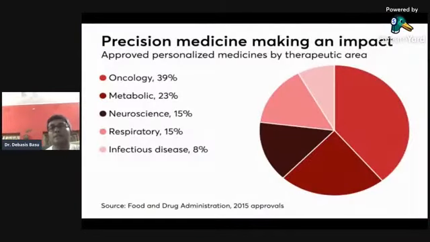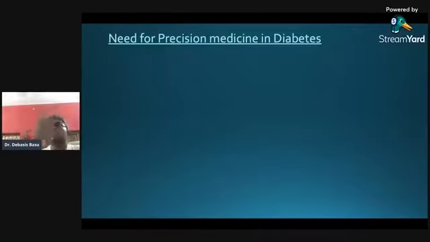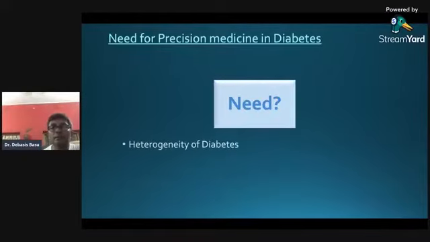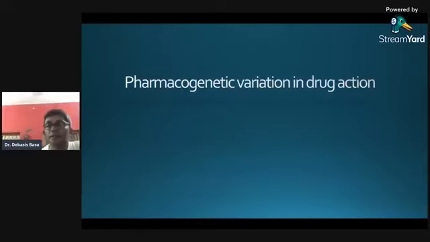Precision medicine in diabetes, I will come to this. Obviously, this is a big population. It's a very good paper, the JOA study, which talks about how it is applicable to the whole world. And why do you need precision medicine? Because of the heterogeneity, especially of type 2 diabetes, which we don't know what it actually is or how it comes. So the pharmacogenetic variation in anti-diabetic drug action has to be talked about.